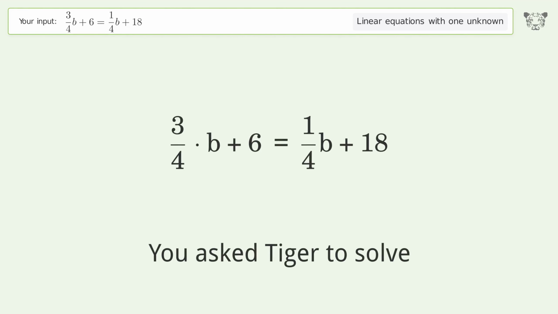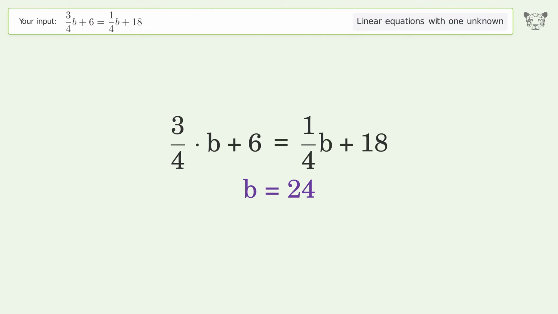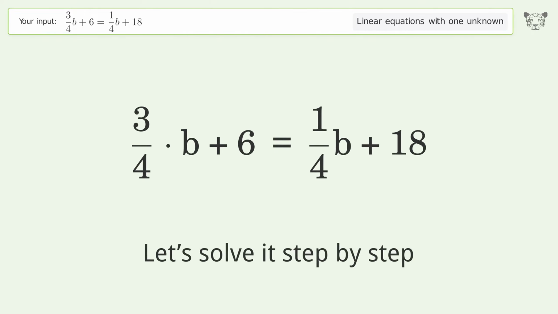You ask Tiger to solve. This deals with linear equations with one unknown. The final result is b equals 24. Let's solve it step by step.